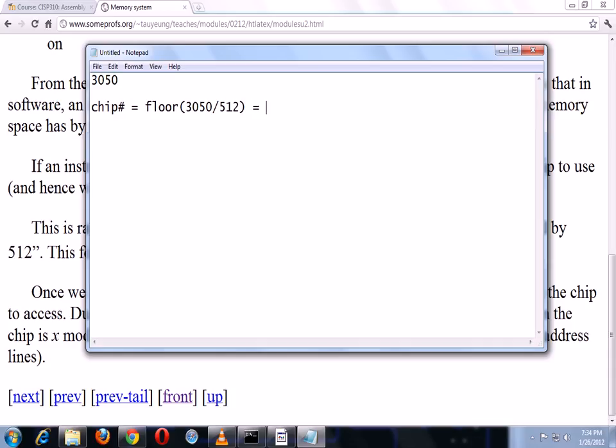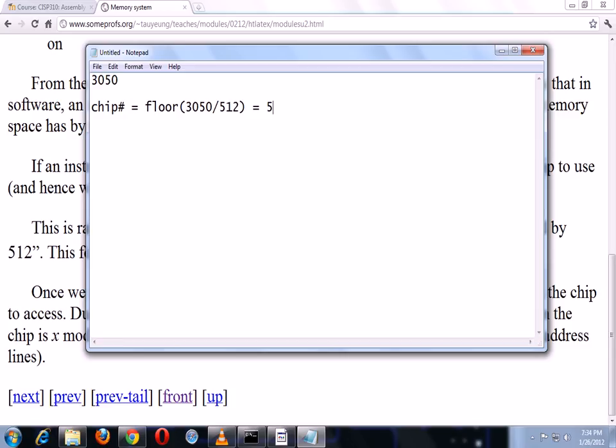And what exactly is that number? I think this is 5. Yeah, not 6, this is 5, because you need at least 3,072 to have a 6 as the quotient of the number.